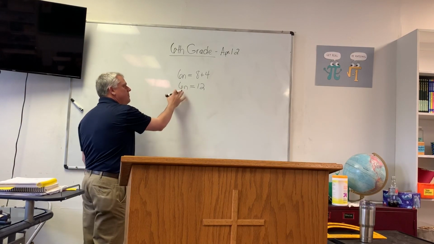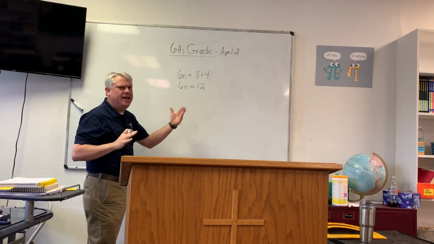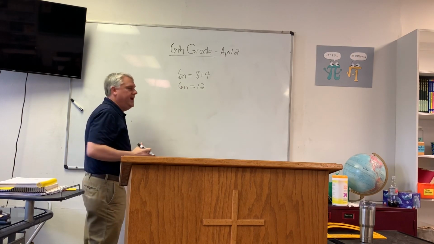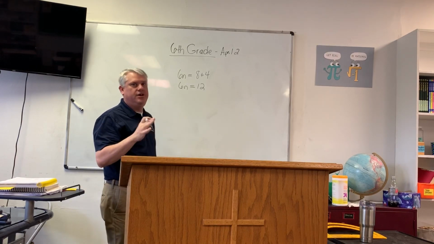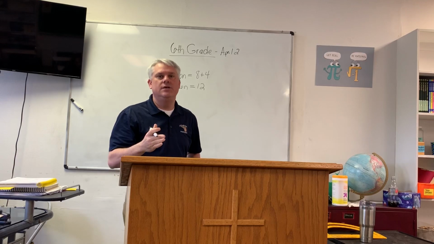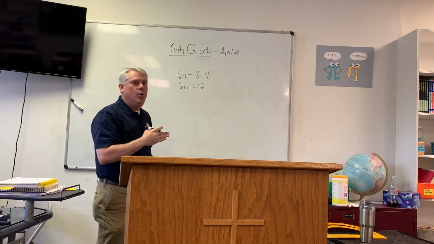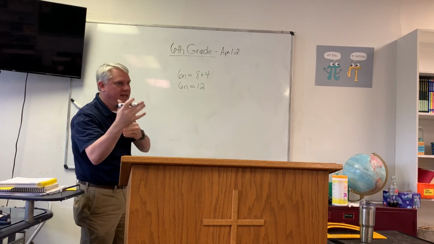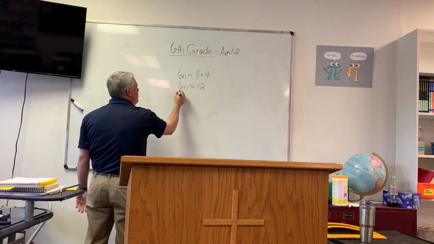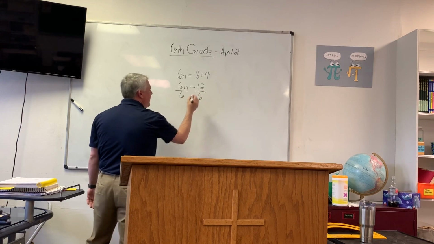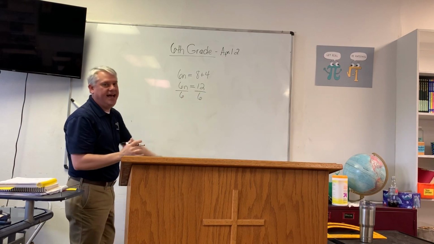Now, remember in the last problem, I want to get n all by itself. So I need to get rid of the numeral, and I'm going to do the opposite operation. 6 times n is multiplication, so I'm going to divide. What will get rid of the 6 down to just one n, or n? That would be 6. So I'm going to divide 6 into both sides.